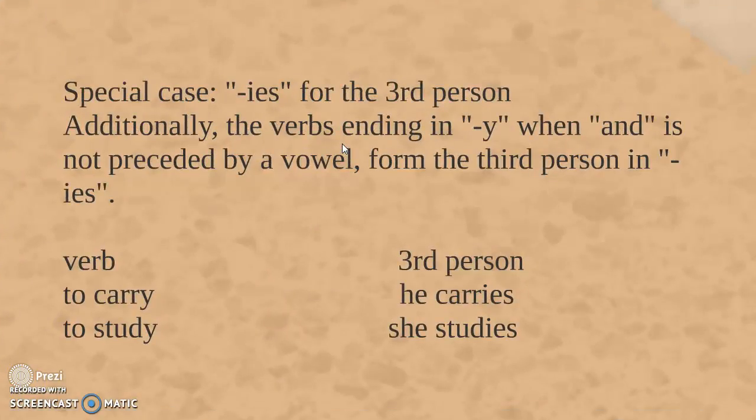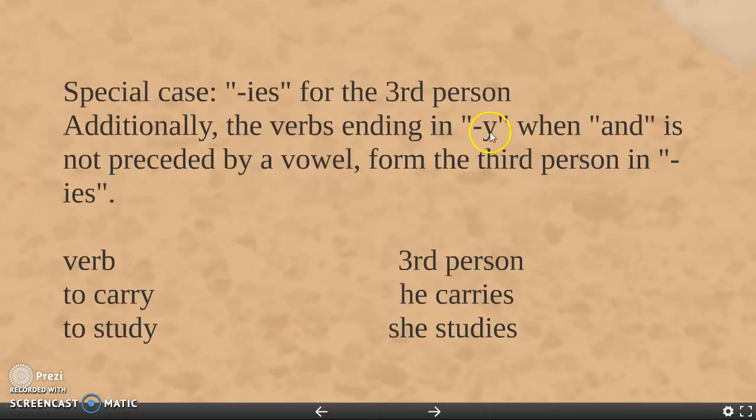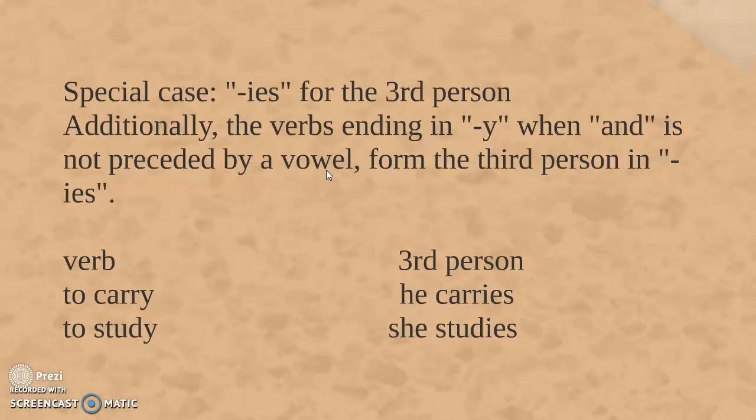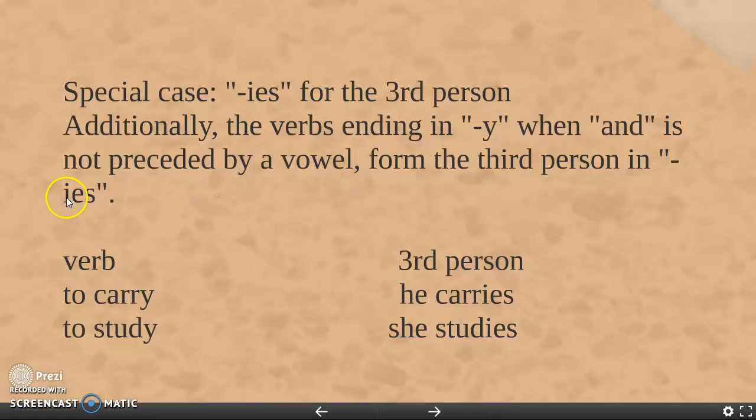Another special case is the case of verbs ending with Y. If the Y is not preceded by a vowel, that is, there is a consonant before the Y, the third person is IES. Let's see the examples. To carry. Carry ends with Y, but there is a consonant before it, so the third person has to change the Y for an I and add ES.